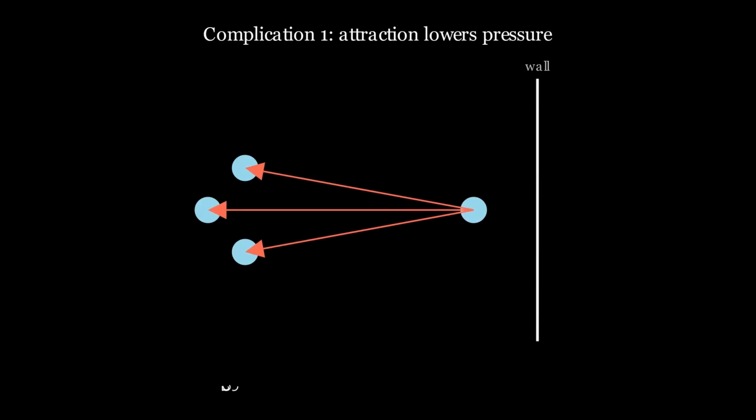That little tug slows it down just before impact, so it hits a bit softer than expected, which makes the real pressure end up a bit lower than this simple picture predicts.